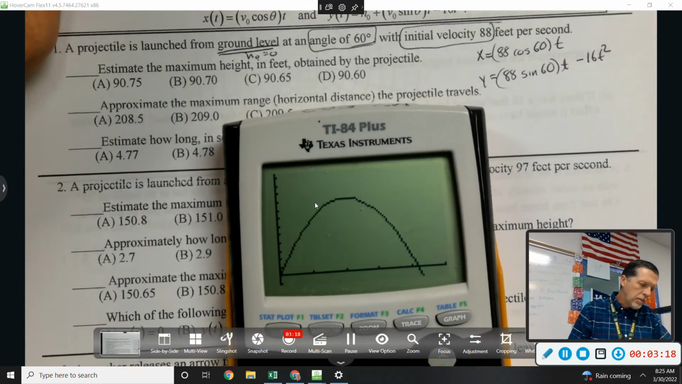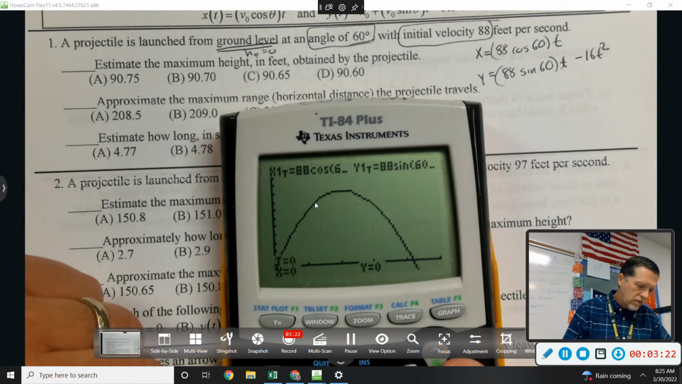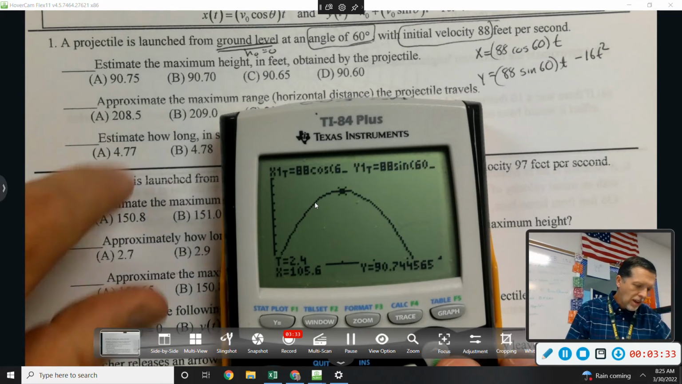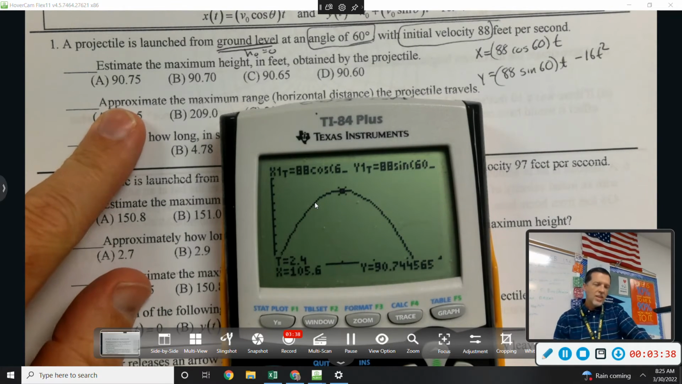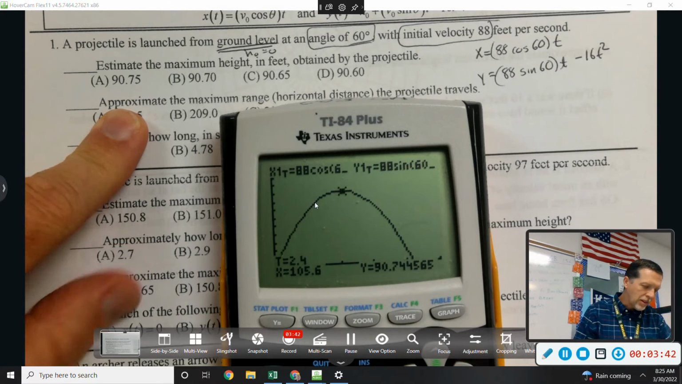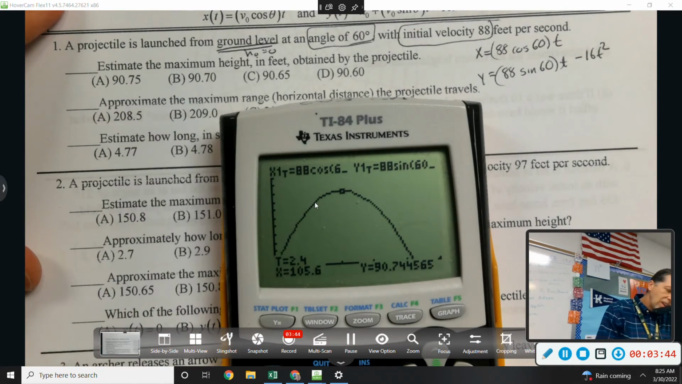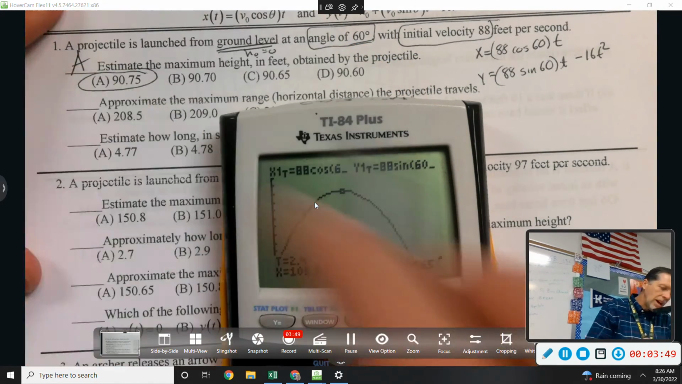Estimate the maximum height in feet obtained by the projectile. So trace. Now, this may be tricky because, let's see. Well, that one's pretty close. It gets to 90.75, and I don't know if it gets any higher than that, but that's the biggest, right? It's definitely not any lower than that, so I'm good with that one.